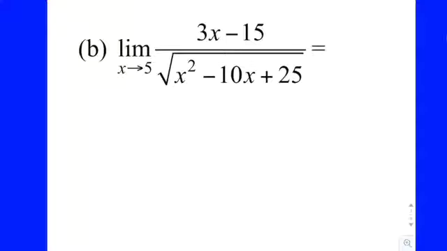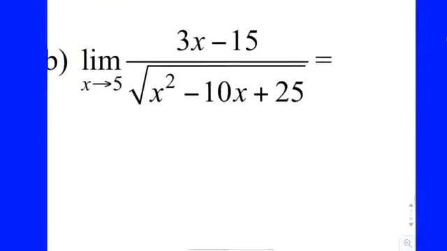All right. Let's do this one. It looks like it's going to be, let's see, the leading coefficient on the top is 3, the leading coefficient on the bottom is 1, so it's going to be some type of 3, right? Oh, no. It would be some type of 3 if the limit was x approaching what?